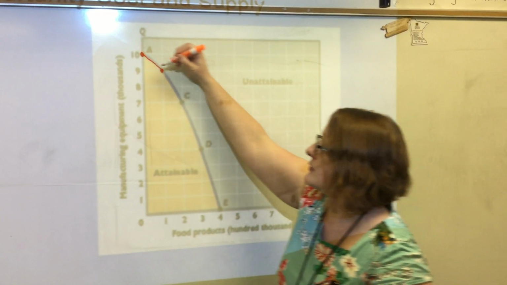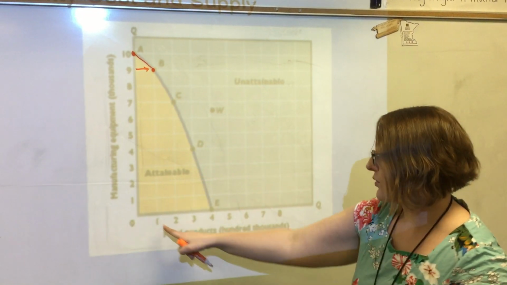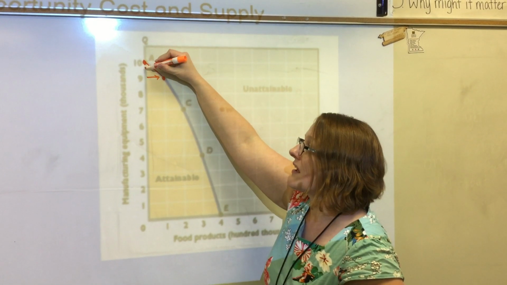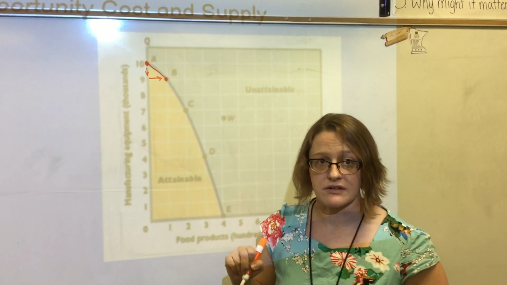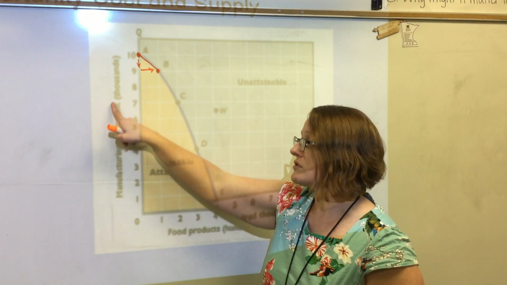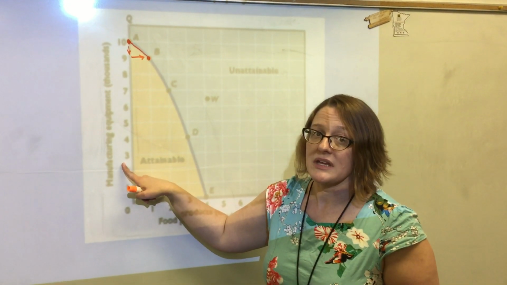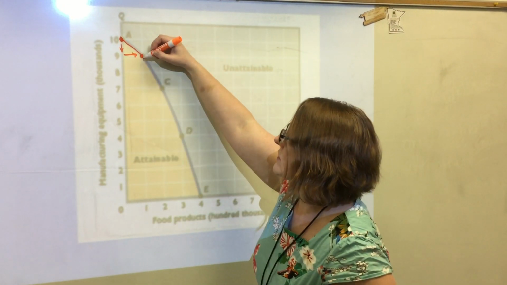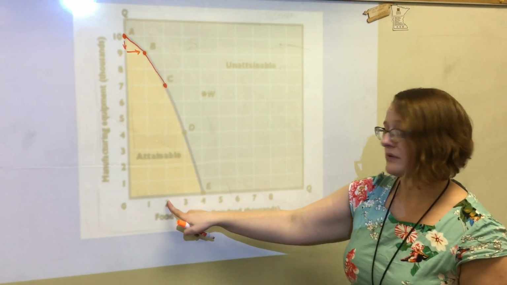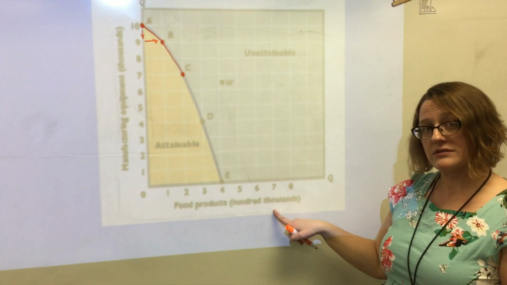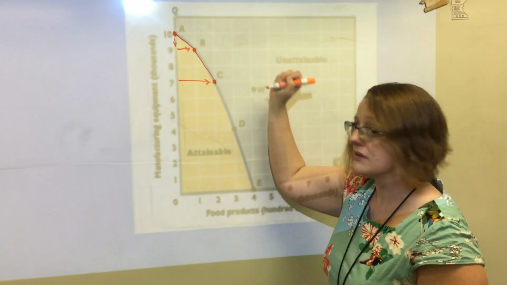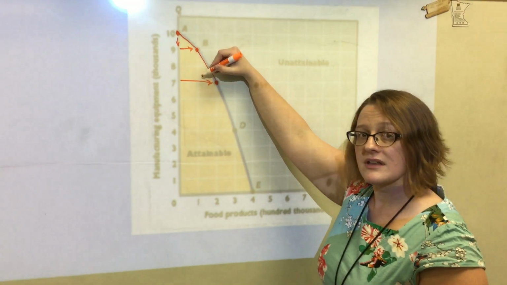Now I've gained some food. I've gotten 100,000 pieces of food, but then I've lost some of my machinery. I made a choice. I said, I'm going to choose to do some food. My opportunity cost is that I just can't make as much machinery. All right, so then if I come down here to C, again, I'm making more food. Now I have 200,000 food products, so I've increased my food, but I've gone down again, right?